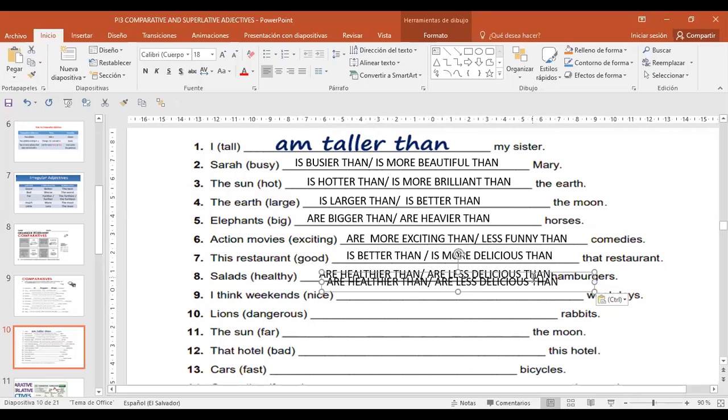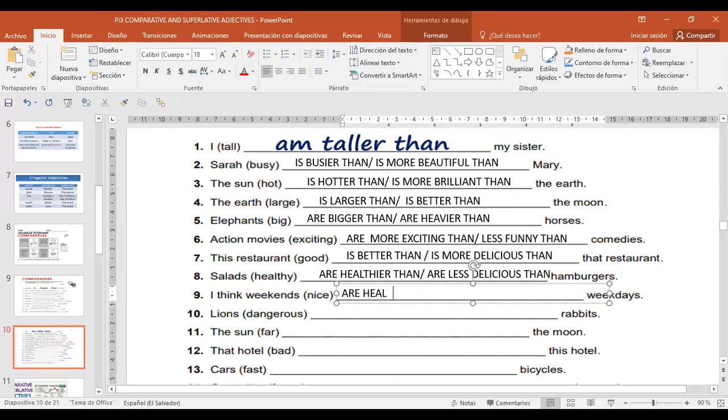Okay, now let's think. Ahora tenemos que pensar en completo. I already gave you many examples, but we need to complete this, okay? So it says, I think weekends, nice. ¿Cómo cambiamos el nice? Nicer. Okay, I think weekends are nicer. We just add the R, right? Nicer than weekdays. In the other example, you said better, are better than weekdays. Pero también podríamos decir are less busy than, right? Y ese es un comparativo siempre, pero estamos utilizando menos, ¿verdad? La inferioridad.